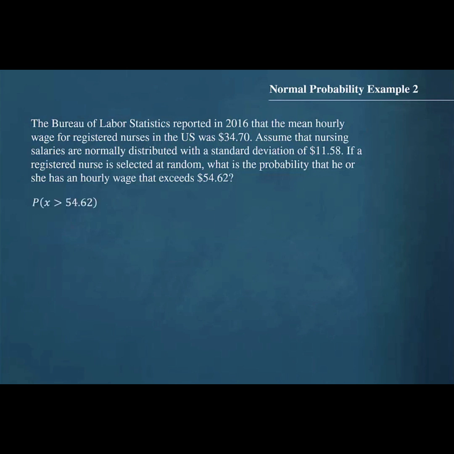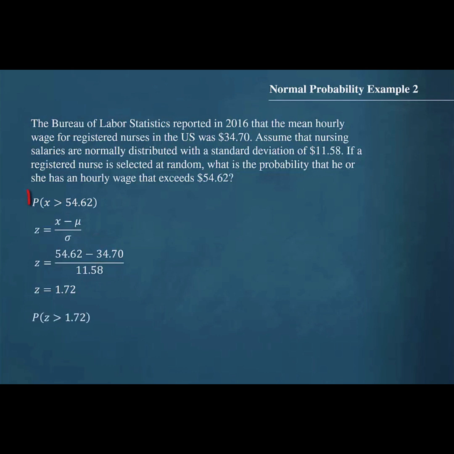$54.62? In probability notation, we would state this as the probability that the value of a random variable x is greater than 54.62. In order to find this probability, we would first need to calculate a z-score. So we would need to find the difference between the value of the random variable x, 54.62, and the mean, 34.70, then divide that by 11.58, the standard deviation. This would result in a z-score of 1.72.